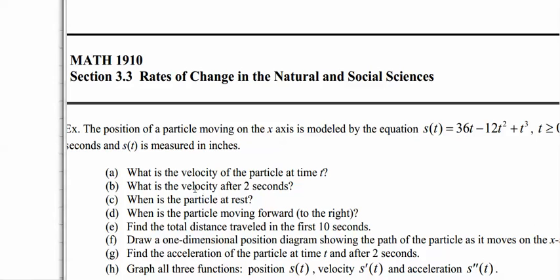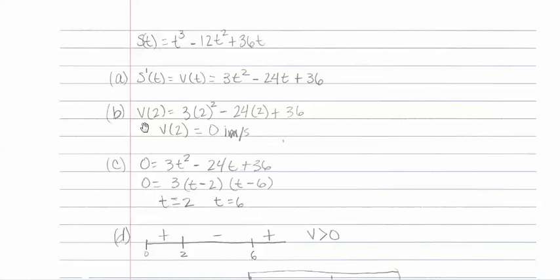And then what is the velocity after 2 seconds? So I plug in 2 for velocity. So v of 2 equals 3 times 2 squared minus 24 times 2 plus 36, which equals 0 inches per second. So v of 2 equals 0.